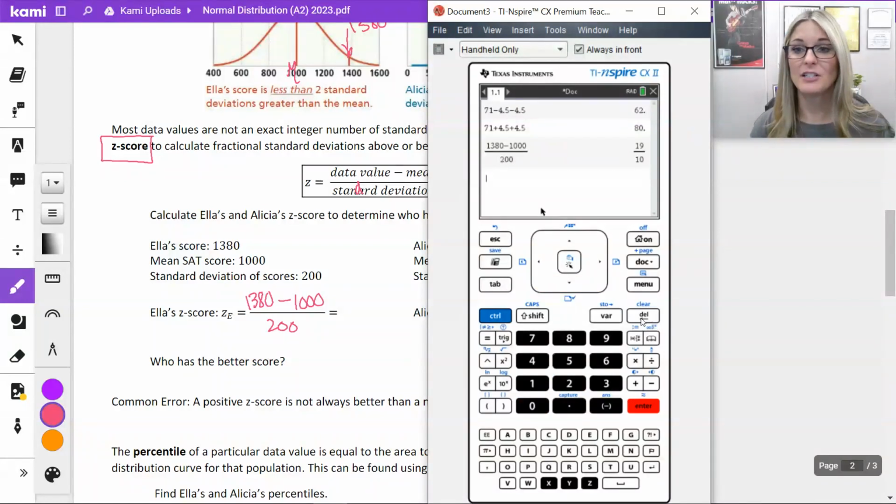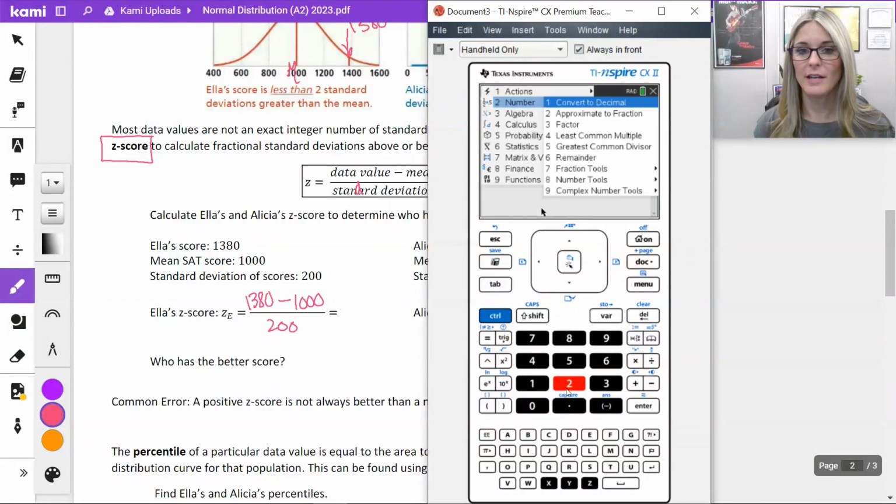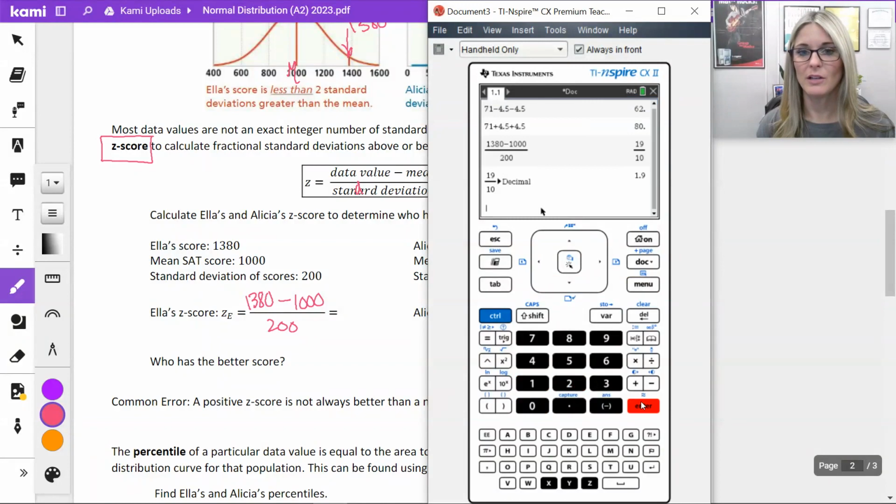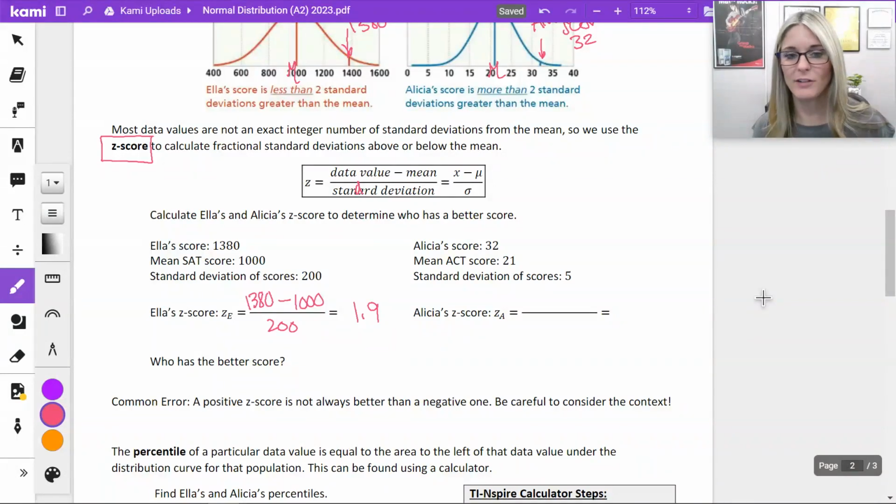19 over 10, let's change it to a decimal. Menu, number, convert to a decimal. 1.9 is Ella's z-score. Alicia's z-score, I've got it noted as z sub A for Alicia.